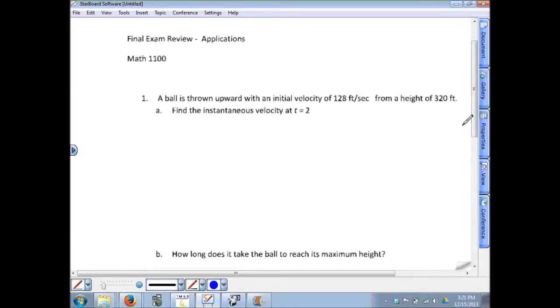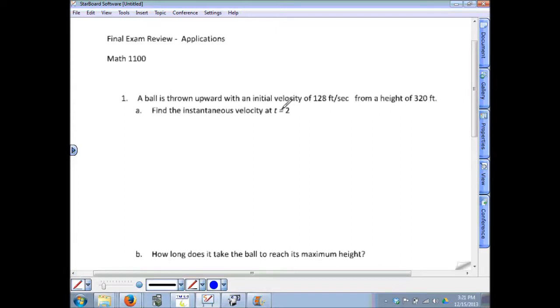Alright, this is a review of a sample of some of the application problems involving derivatives and integrals throughout the course. This one here is an example of using derivatives to find velocities and positions. So this is from chapter 2.